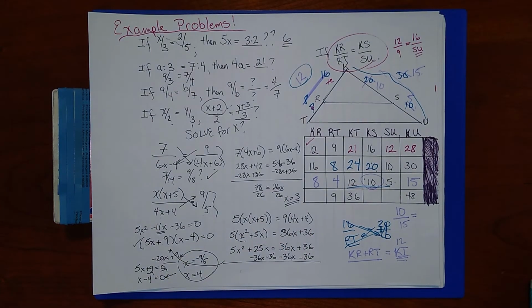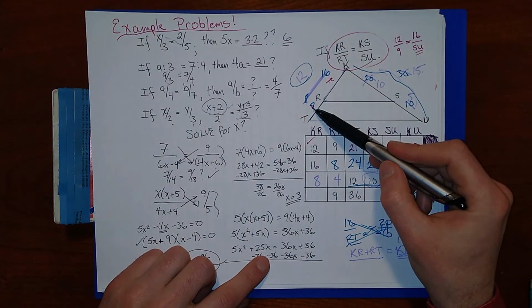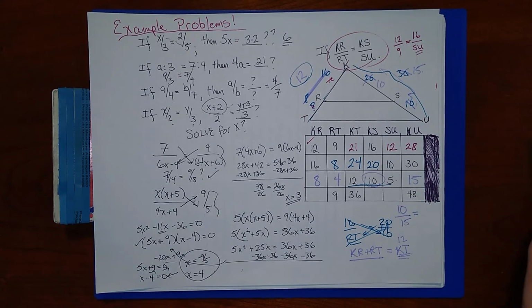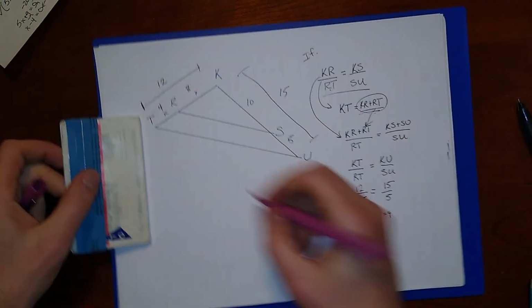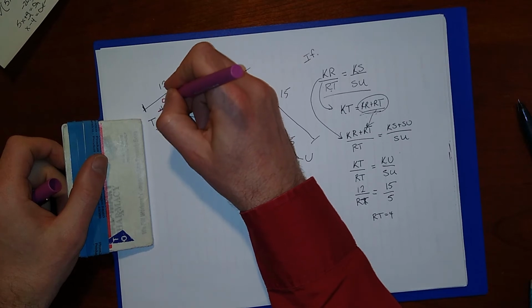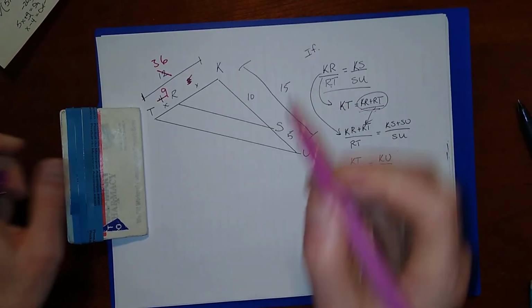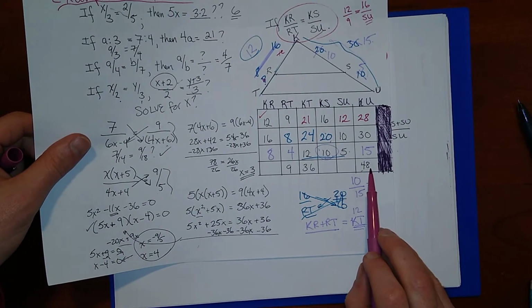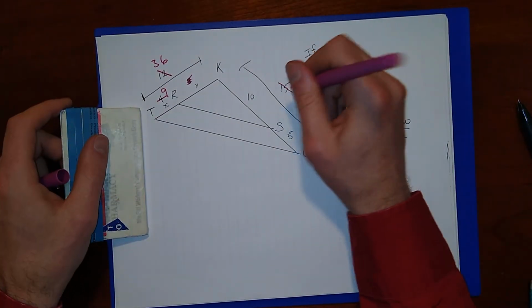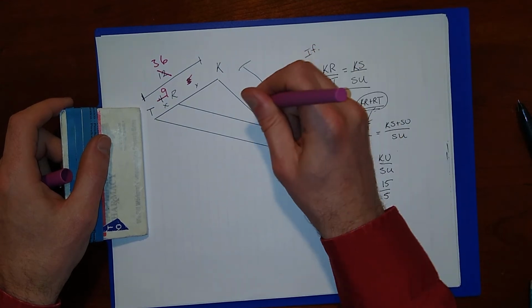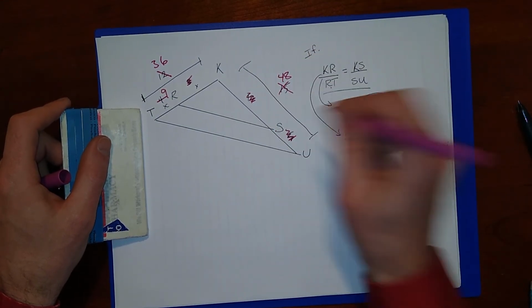Okay, and final example. This time we're given RT is 9, and KT is 36. So we have this information instead. That's 9 and that's 36. We're also told that KU is 48. So we know that this side is 48, but we don't know any of these.